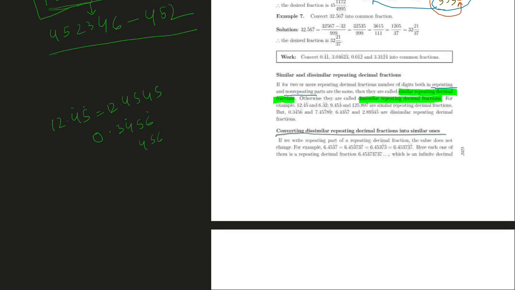Okay, here's a bit of a correction. So what are similar and dissimilar repeating decimal fractions? Say if I write 12.45 and 6.32, which are both repeating decimal fractions, you'll see the number of non-repeating digits is 0 and the number of repeating digits is 2. So this is a similar repeating decimal fraction.